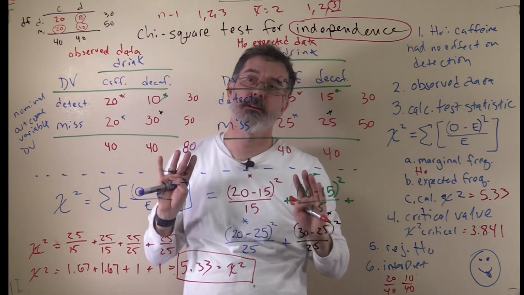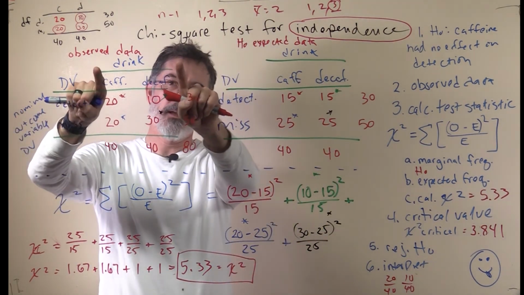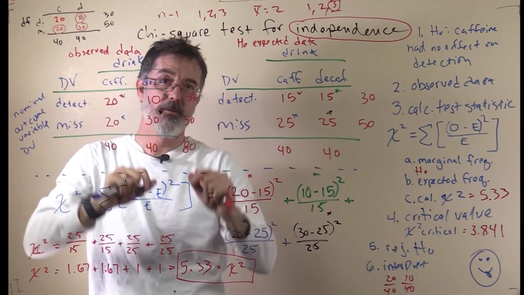So that's the chi-square test for independence, and you use it when you have an outcome variable that's nominal and an independent variable, a grouping variable, that's also nominal.